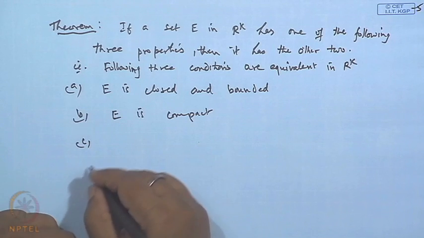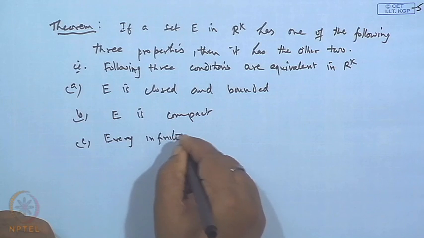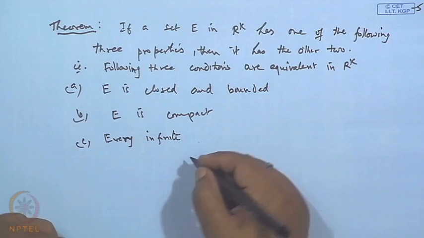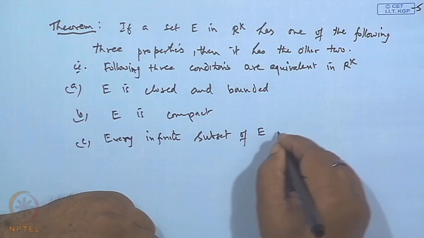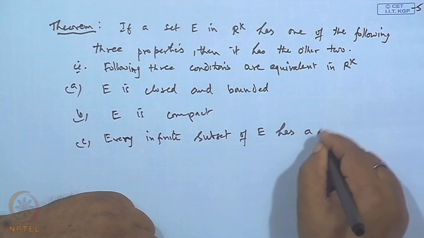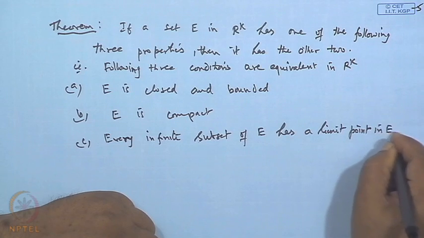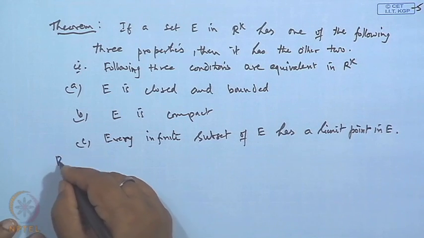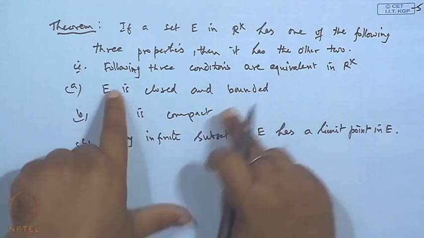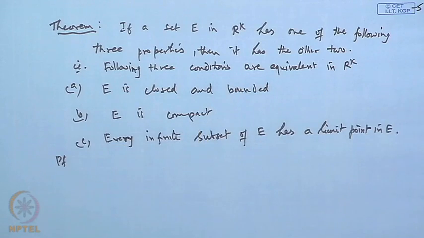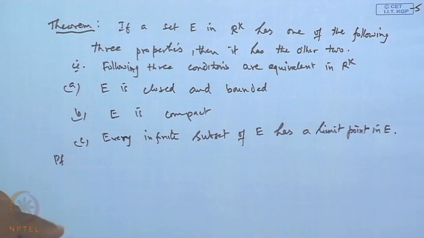The third condition tells us every infinite subset of E has a limit point in E. So, now the proof of this. Obviously, in the case of R^1, if E is compact, then it is closed and bounded, and vice versa. So, the Heine-Borel theorem follows immediately. So, let us see the proof.